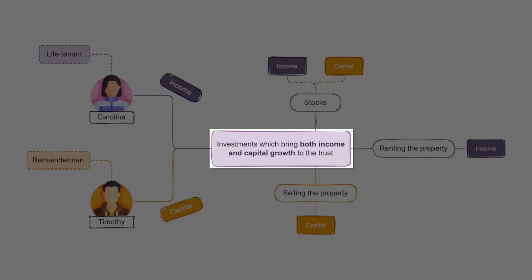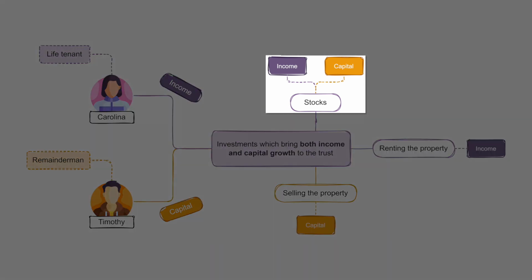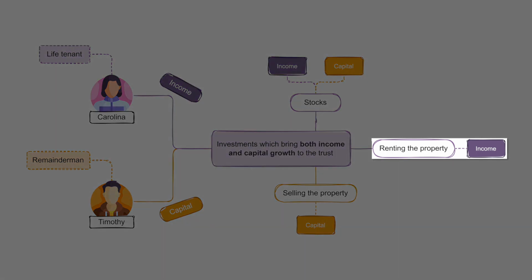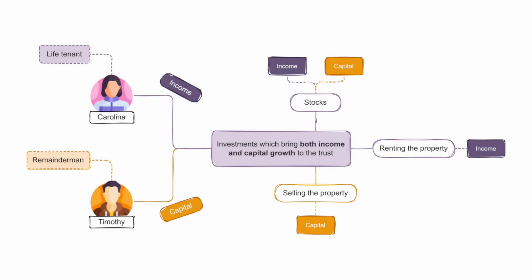If the trust is worth a lot of money, this means that the trustees are more able to diversify their investments. They may invest in stocks, which are likely to increase the capital value over the course of many years and would therefore benefit Timothy, but will also pay dividends and therefore benefit Carolina in the form of an income. They could also purchase land, renting the property out to generate income, and then later selling the property to generate capital. So what kind of question could you get on this in the SQE exam?